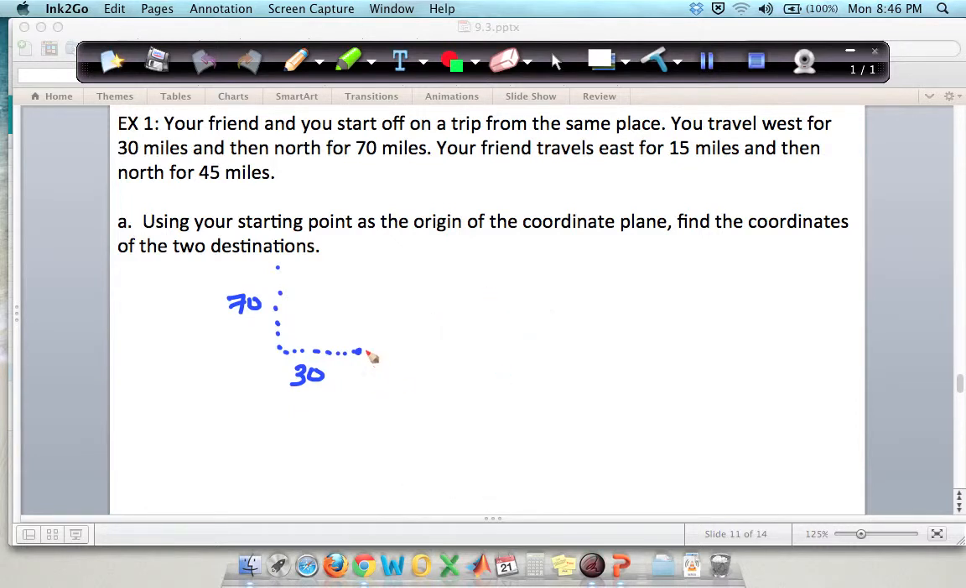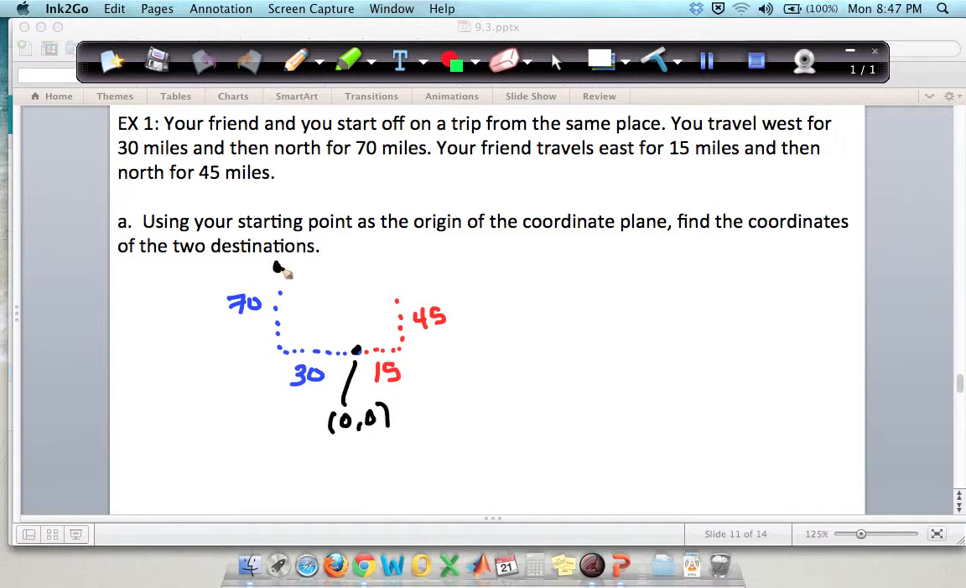Your friend travels east for 15 miles and then north for 45 miles. So these are your two positions. Using your starting point as the origin, by the origin means this point right here is the point 0, 0. Find the coordinates of the two destinations.